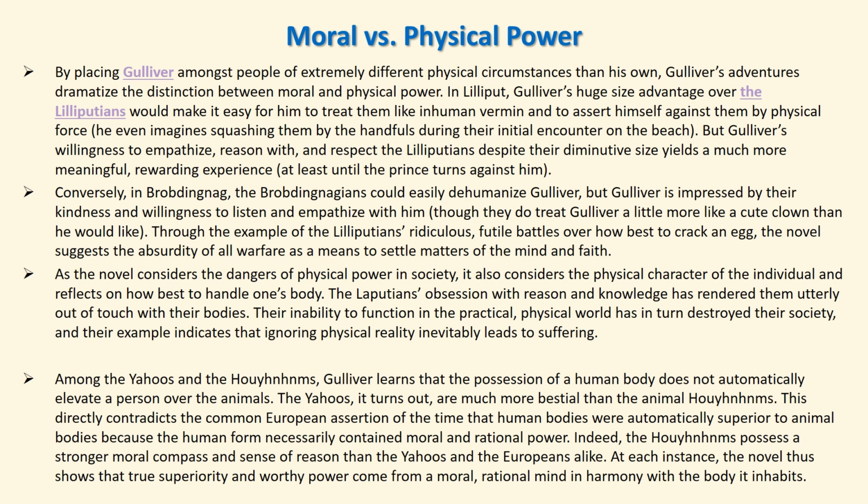This directly contradicts the common European assertion of the time that human bodies were automatically superior to animal bodies, because the human form contained moral and rational power. Indeed, the animal possesses a stronger moral compass and sense of reason than the Europeans. That's why, at each instance, the novel shows that true superiority and worthy power come from a moral and rational mind in harmony with the body it inhabits.